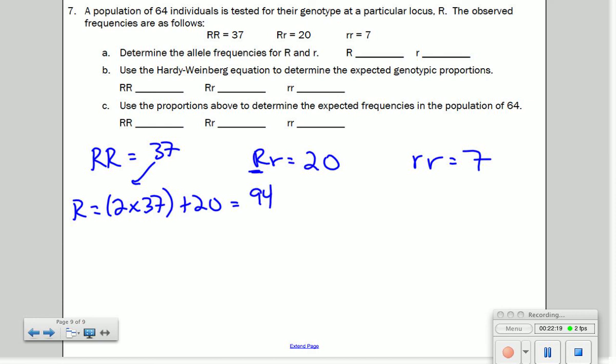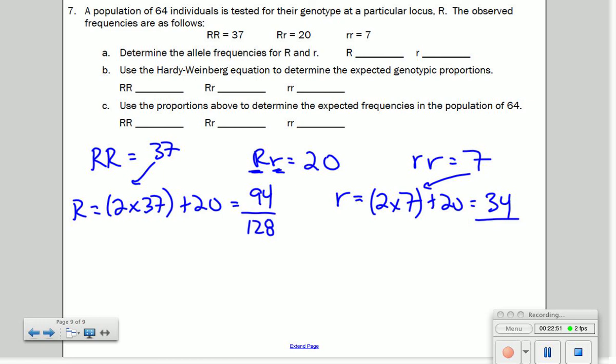Let's just move on to the little r. 2 times 7, but I also have 20 little r's, and I get 34. Now they want the allele frequencies, so I need to figure out my total number of alleles, which will be 128. You're probably wondering, how did you get 128? Well, for the total, it's 94 plus 34.